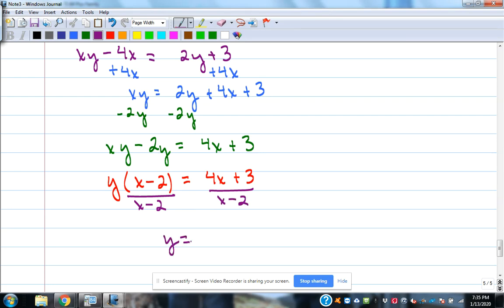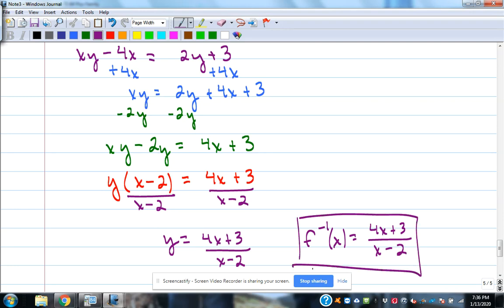And there I finally have y by itself again. I'm going to get 4x plus 3 over x minus 2. And then I'm just going to rewrite it in function notation. f inverse of x is equal to 4x plus 3 over x minus 2. And there I found the inverse function out of that.